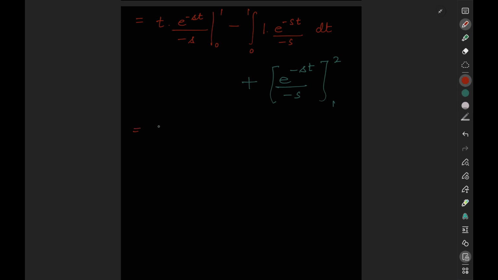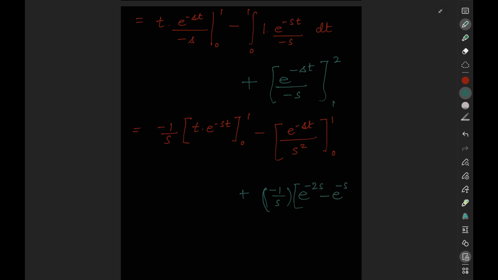This will become minus 1 upon s, t into e to the power minus st with limit 0 to 1, minus e to the power minus st upon minus s into minus s, that is s square, with limit from 0 to 1, and the second term will become minus 1 upon s, e to the power minus 2s minus e to the power minus s.